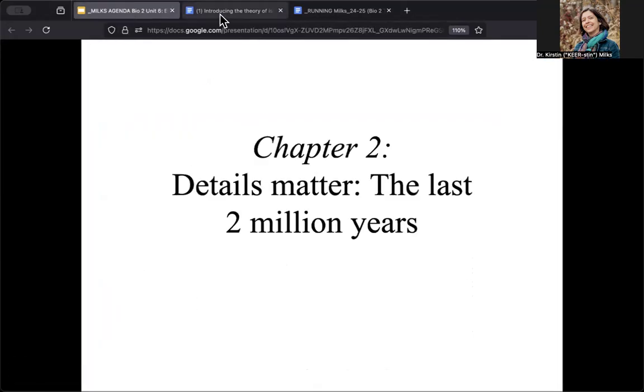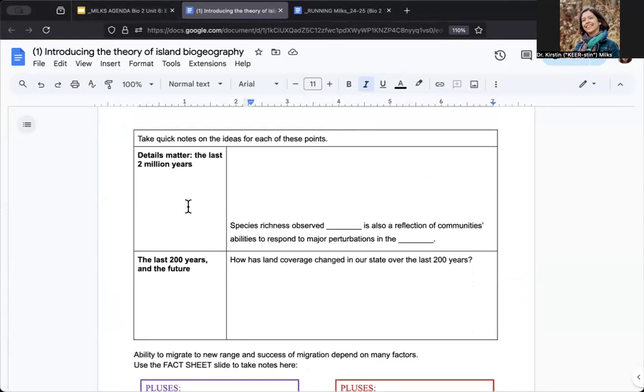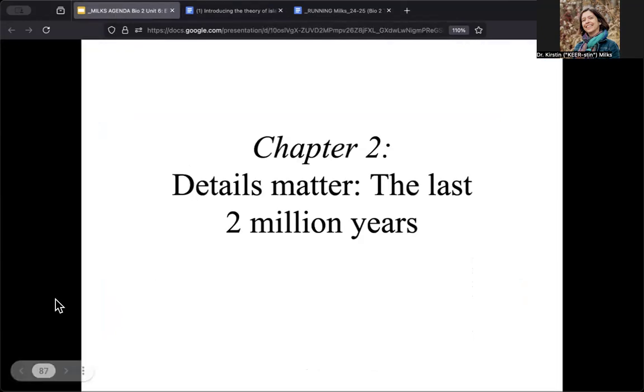All right, now the next part is chapter 2, details matter, the last 2 million years. You're just going to take a couple bullet notes. When you find this sentence, you're going to fill it in.